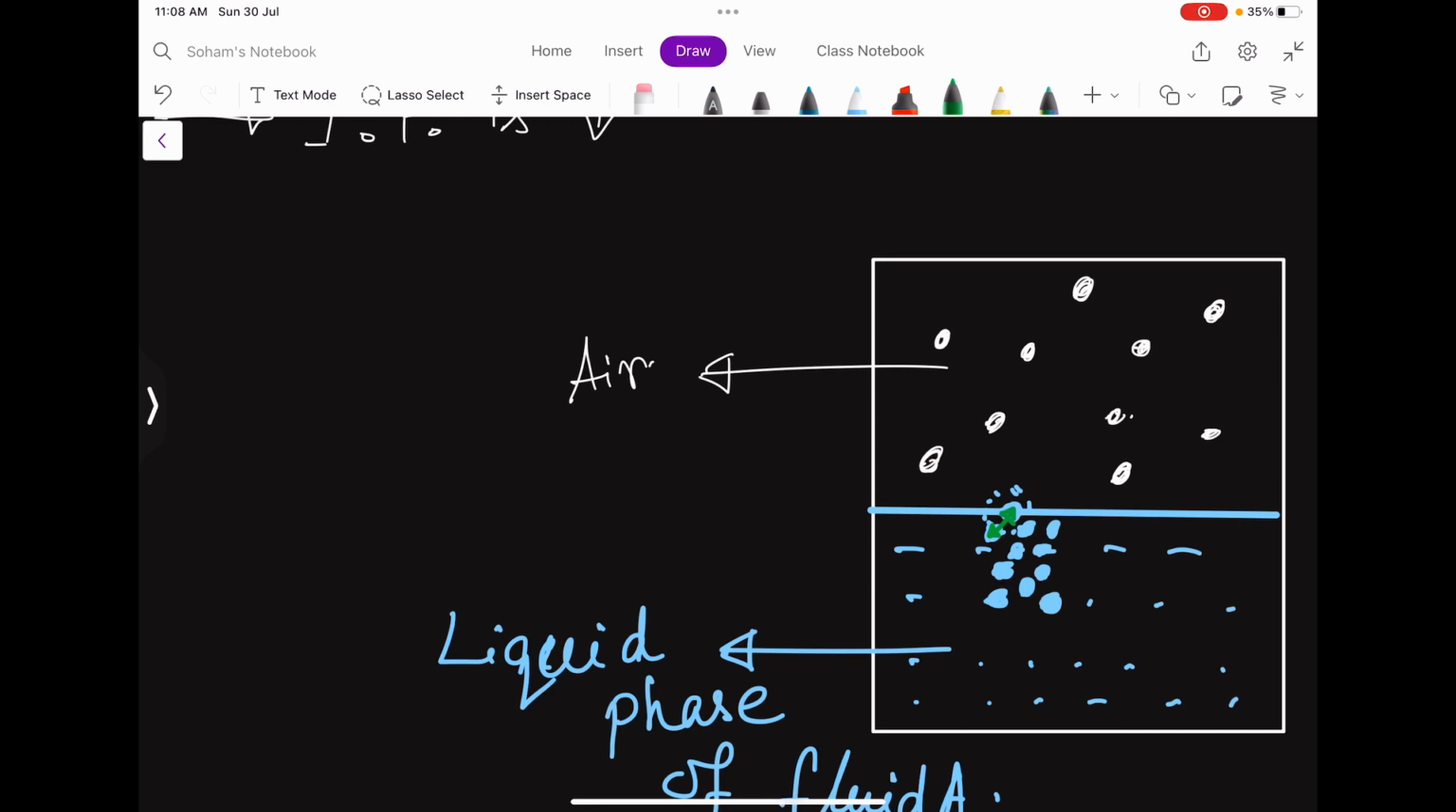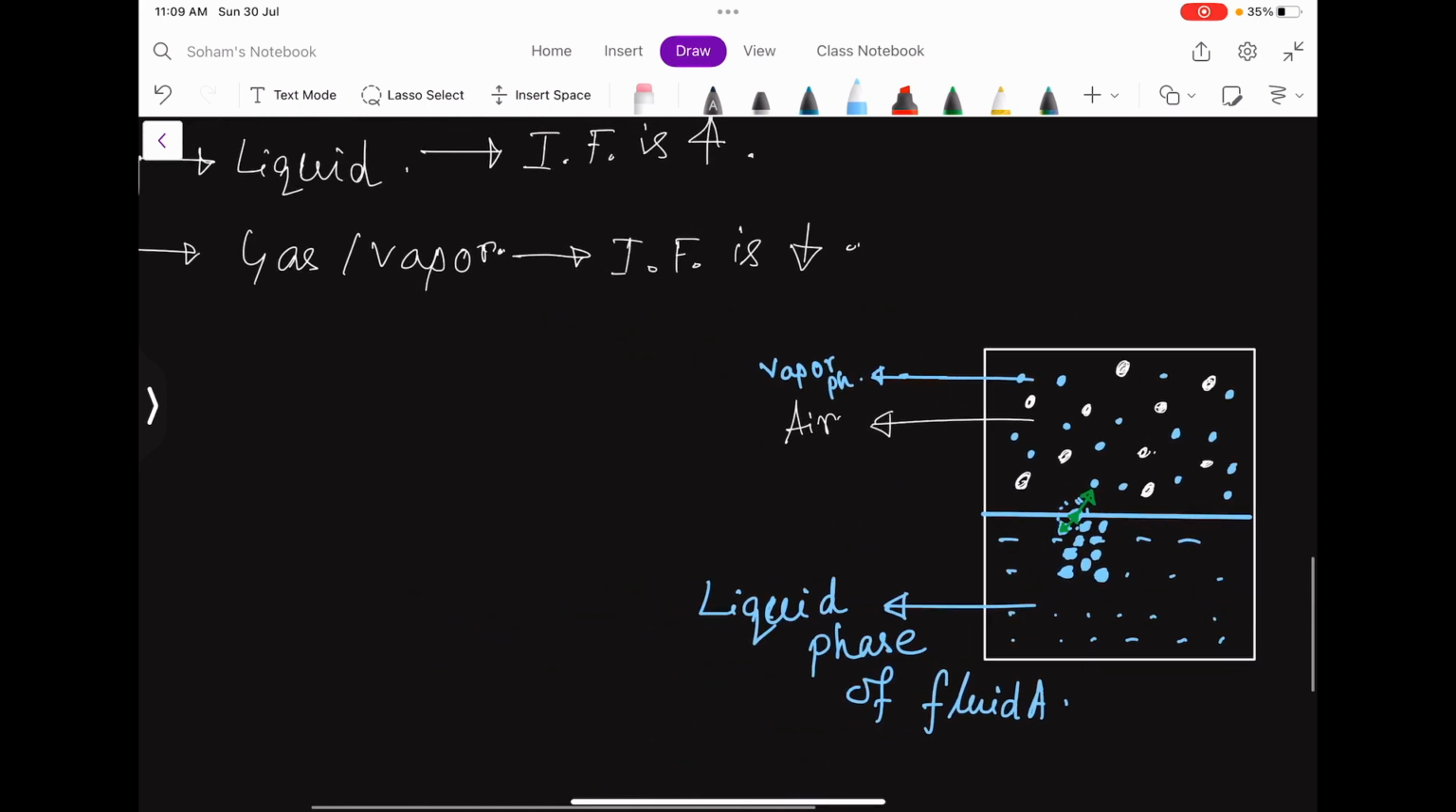All these molecules are exerting cohesive forces. At a particular instant, the cohesive forces may become a bit lesser, and because of that this molecule has a tendency to leave the liquid surface. Likewise, from all over the surface, molecules are leaving. So along with the liquid phase, I also have the vapor phase of the fluid, and these are in equilibrium.